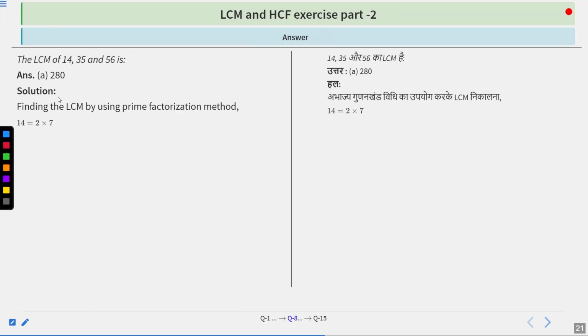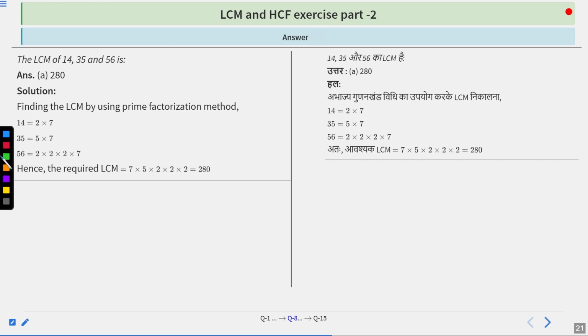Now, we are going to use the prime factorization method. For that, we are going to find out the prime factors of every number. So prime factors of 14 are 2 into 7. Prime factors of 35 are 5 into 7. And prime factors of 56 are 2 into 2 into 2 into 7.